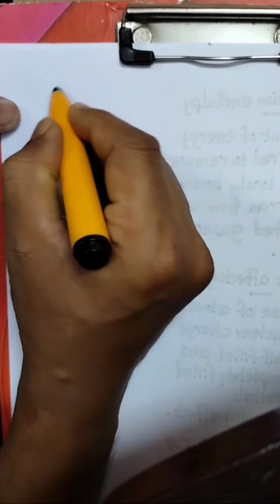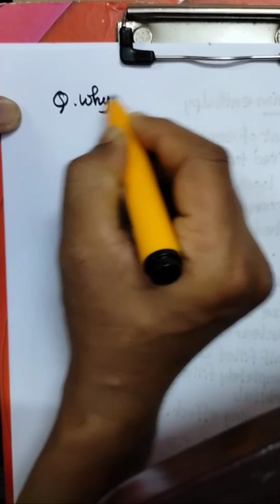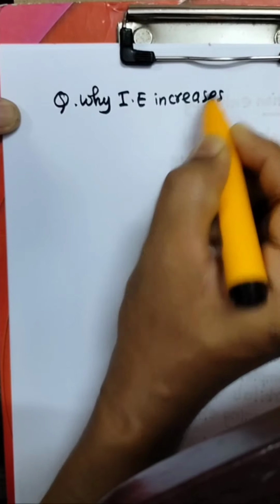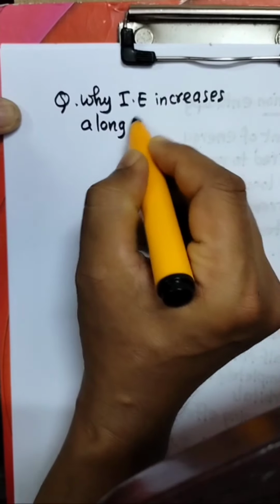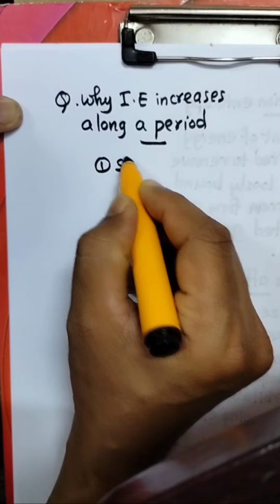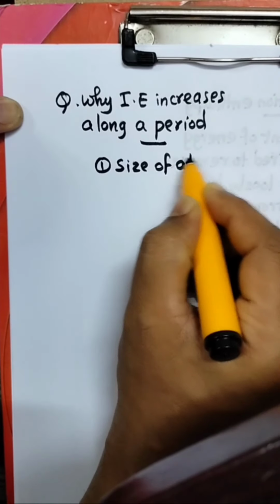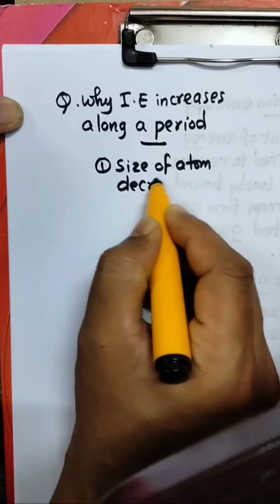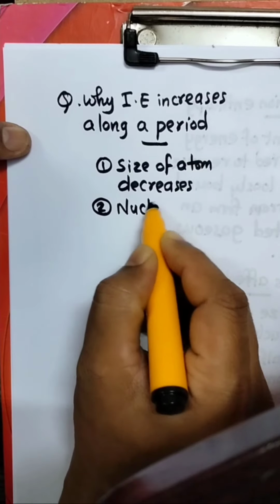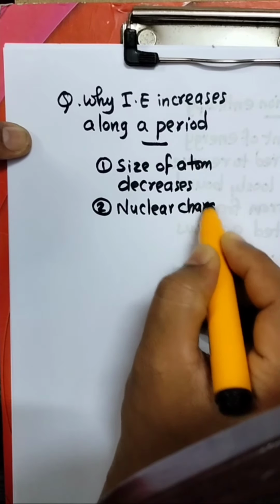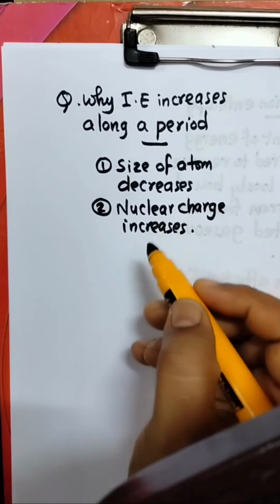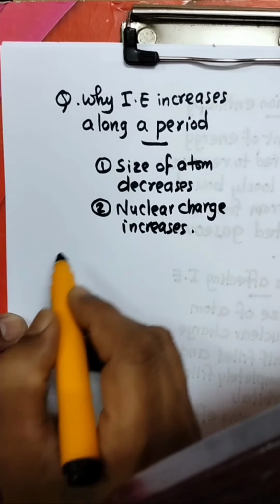Next question, why does ionization enthalpy increase along a period? This is because, first one, size of atom decreases along a period. Second one, nuclear charge increases. So, ionization enthalpy increases along a period.